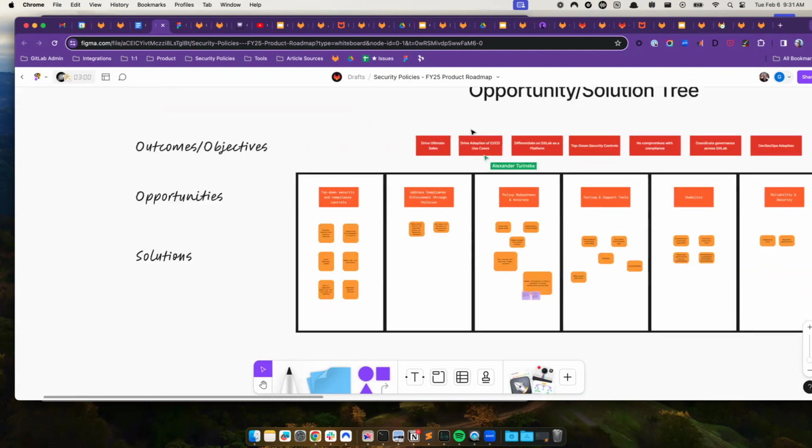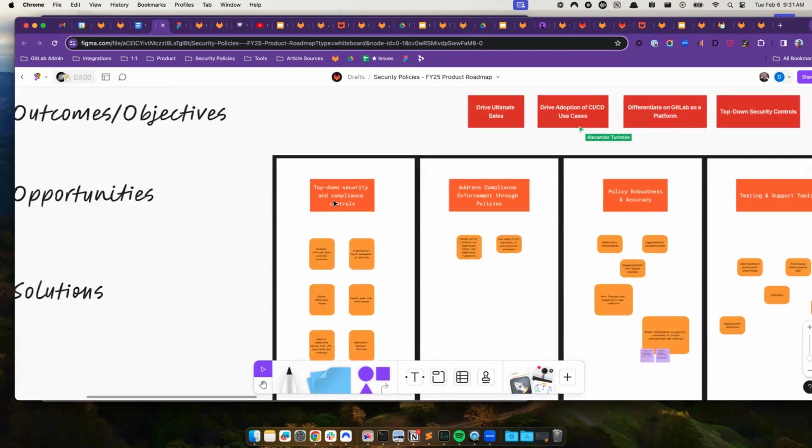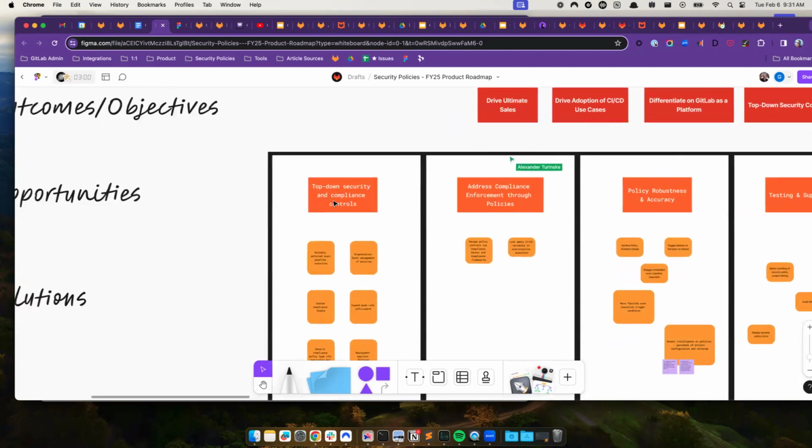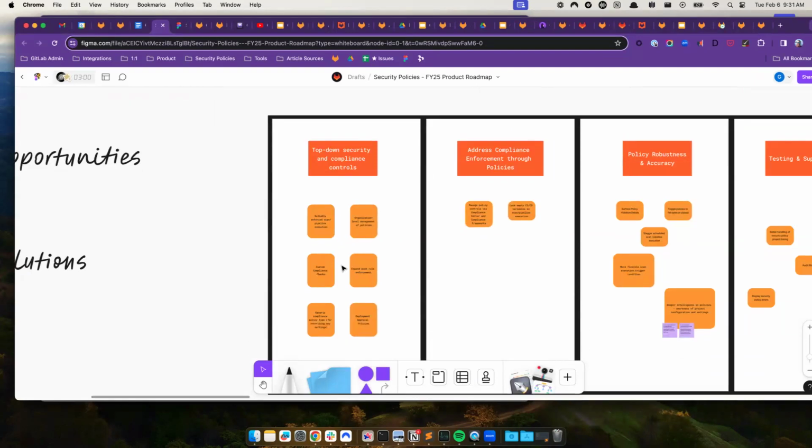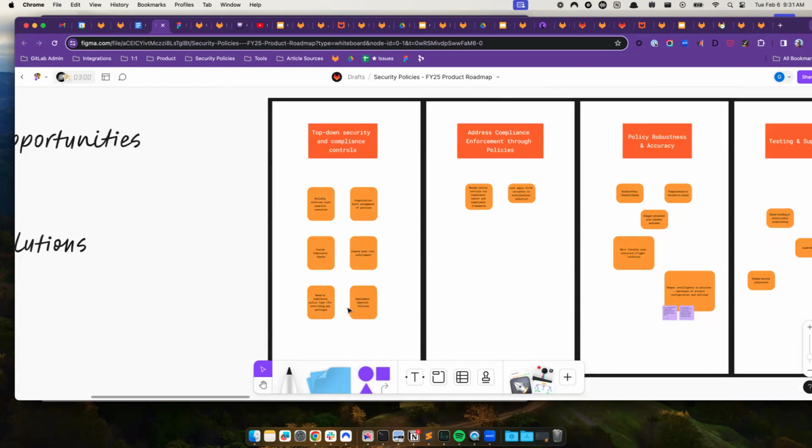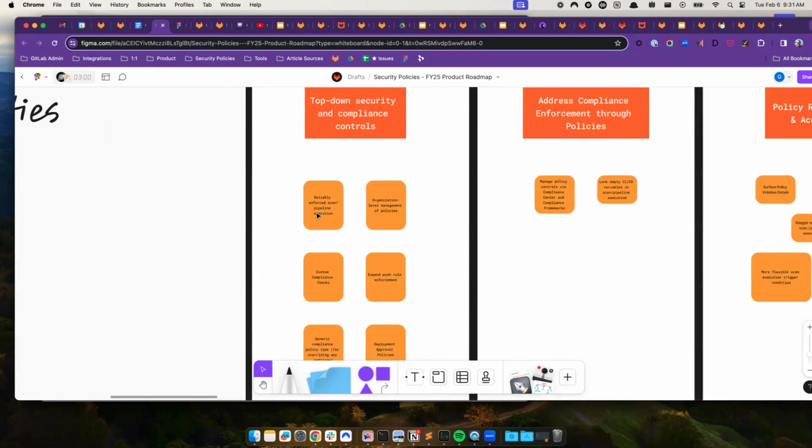So I've tried to drill down from the top level to opportunities. One of the opportunities that we can pursue as a group is to help improve this concept of top-down security and compliance controls. And that's 100% where we are right now. We're working on enforcing pipeline execution. I would say definitely the scan result policies or merge request approval policies and scan pipeline execution. This is a way to achieve that.